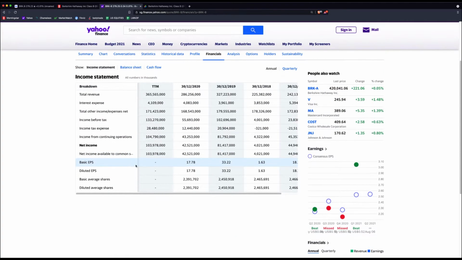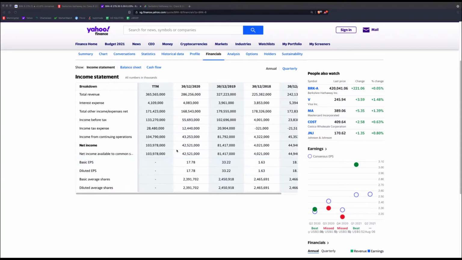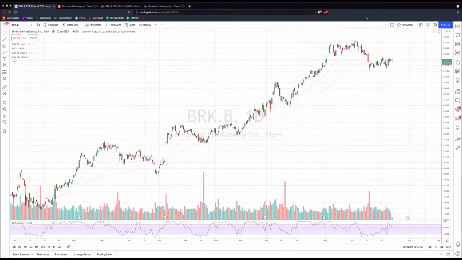Net income, we just calculated the number to be 28 and the interest expense to be 25. So fundamentally, it seems like this company is sound. We come over to the chart. This is the price action in the last 1 year.